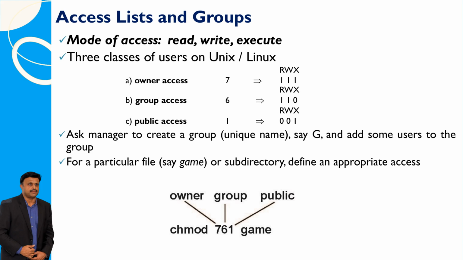Access control in Unix, Linux systems involves managing three classes of users: owners, groups, and the public, each with distinct levels of access permissions denoted by read, R, write, W, and execute, X. Owners have full access, 7, groups have moderate access, 6, and the public has limited access, 1. To enhance access control, managers can create unique groups and add users to them, then define specific access permissions for files or directories, ensuring appropriate levels of access for each entity.